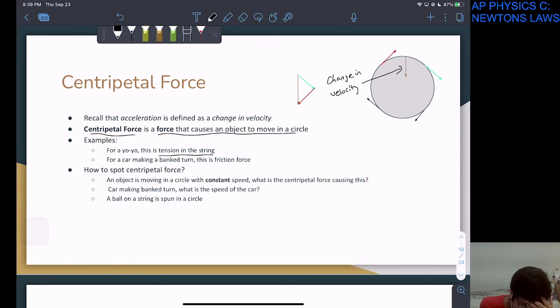So how do you spot this? Well, if an object is moving in a circle at constant speed, that tells you right away, probably a centripetal force question. Car making a banked turn, usually a centripetal force question. A ball on a string is spun in a circle, centripetal force. The word circle, constant speed, moving, circular motion: centripetal force.